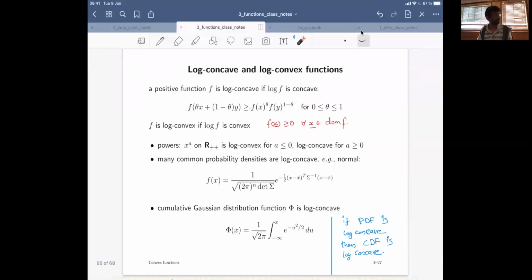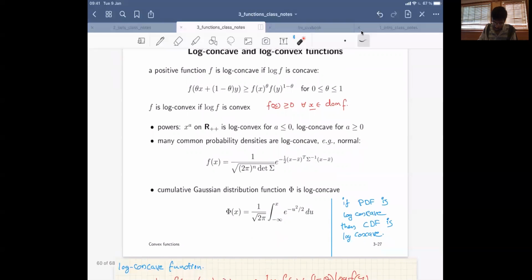So is f(x) equals x, just the line, log concave? Yeah. So f of x is x, right? Now to check whether it's log concave or convex, just take the log of that. So log x. So log x is concave. So f(x) equals x is log concave, yes.